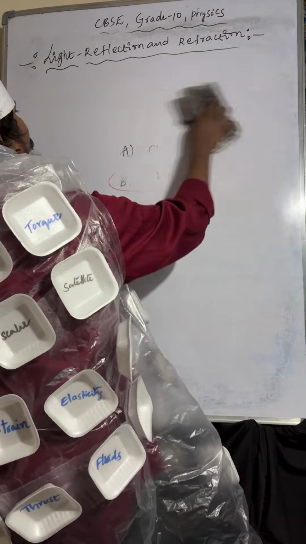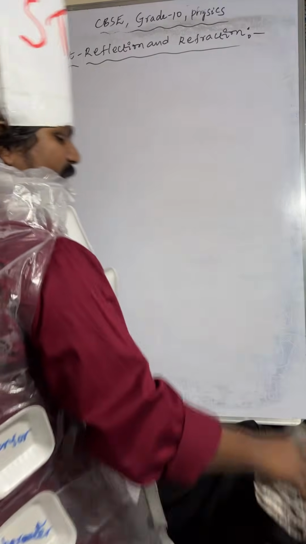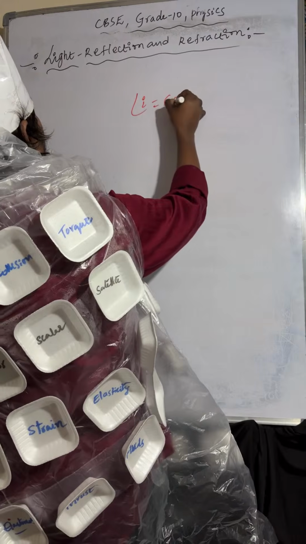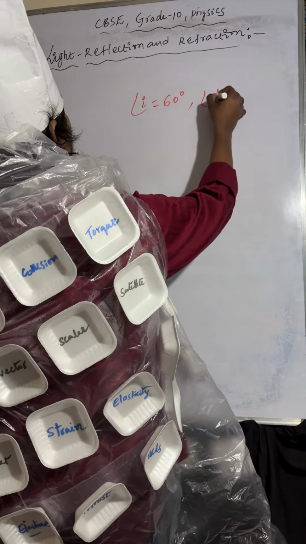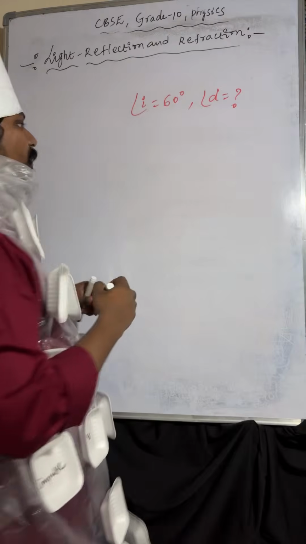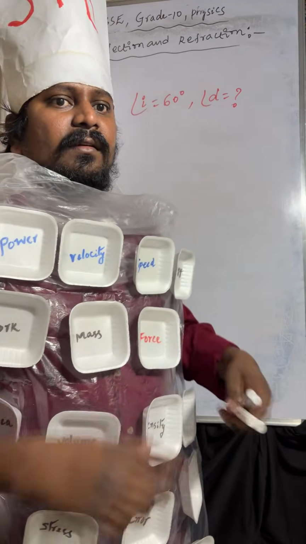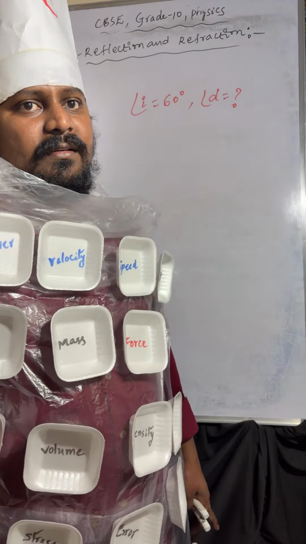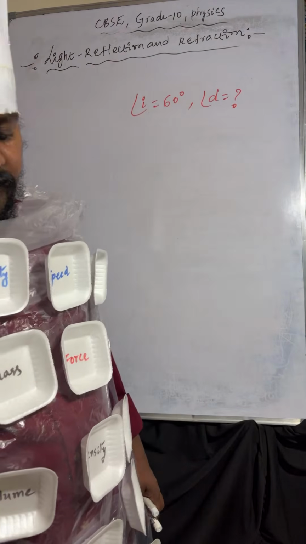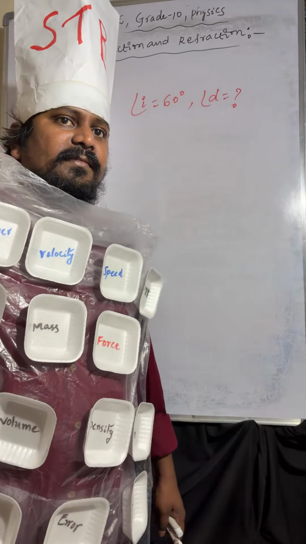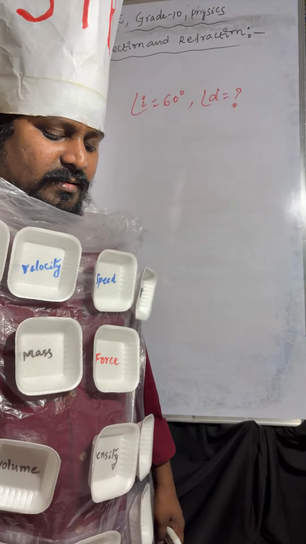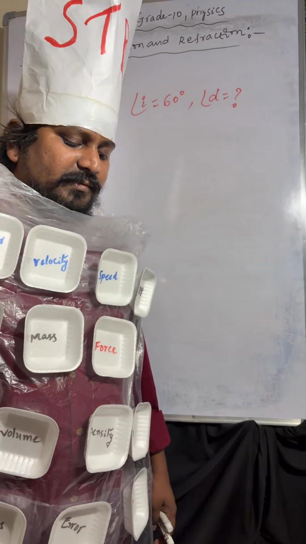Okay, next one. The angle of incidence is 60 degrees. What about the angle of deviation? What is the angle of deviation? The angle of incidence is given. Answer the question. What is the angle of deviation?